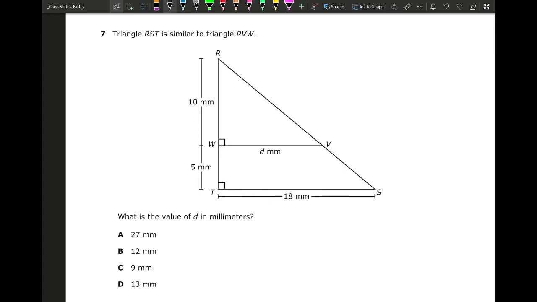this type of shape is going to throw a lot of you off, because it says similar triangles, but you only see one triangle and then one line in the middle, right? So what you have to do is actually look at the labels. It says triangle RST, so let's do the green highlighter, RST is similar to triangle RVW.